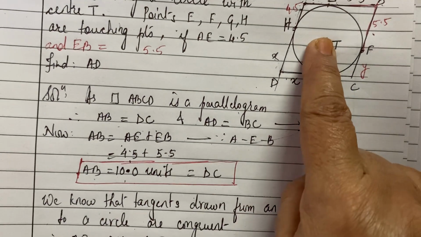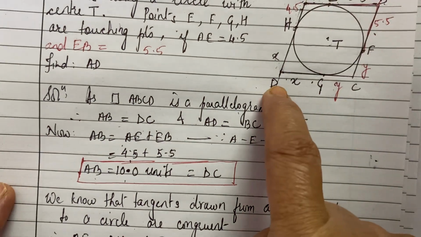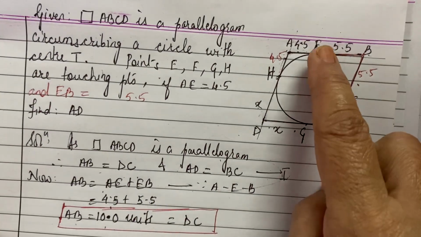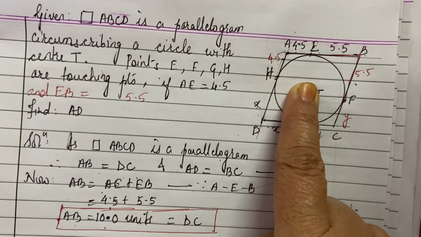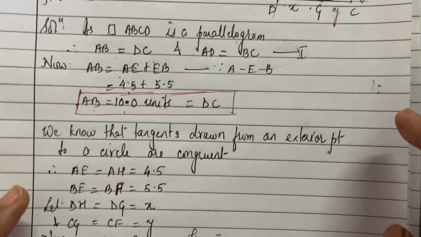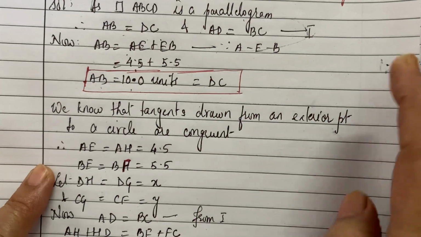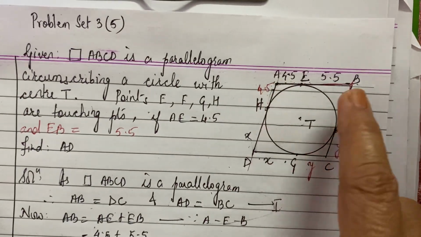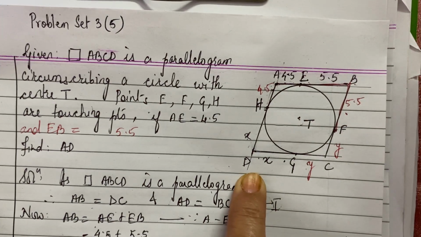We have a circle and you have points A, B, C, D as exterior points to the circle. Now if E, F, G, H are the points of contact, we can apply the theorem: tangents drawn from an exterior point to a circle are congruent, right? So we have tangents drawn from exterior points A to the circle, B to the circle, from exterior point C and from exterior point D.